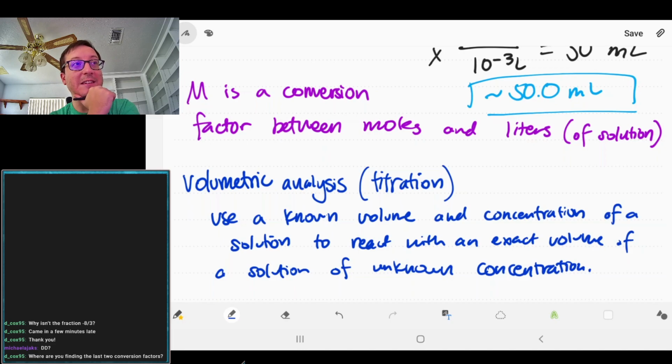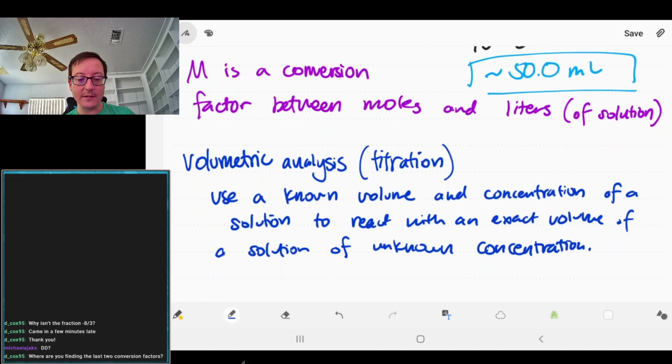And so it's an analytical method, a method of finding out something. And it's very important that these are done accurately, because you're looking for an unknown, and oftentimes, you want to be as exact as possible in determining that unknown.